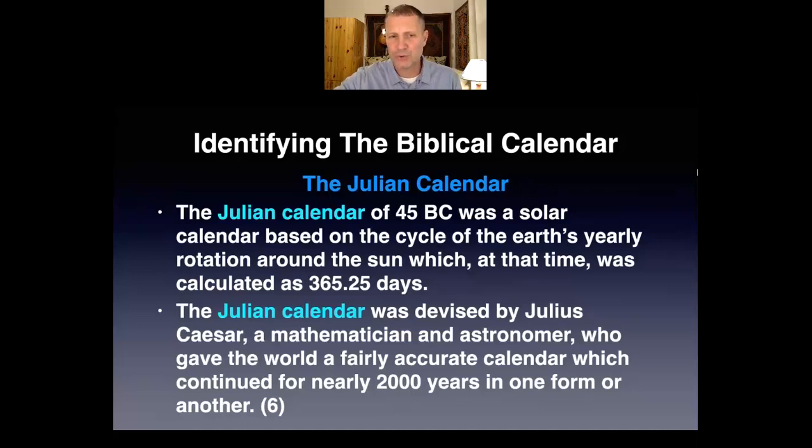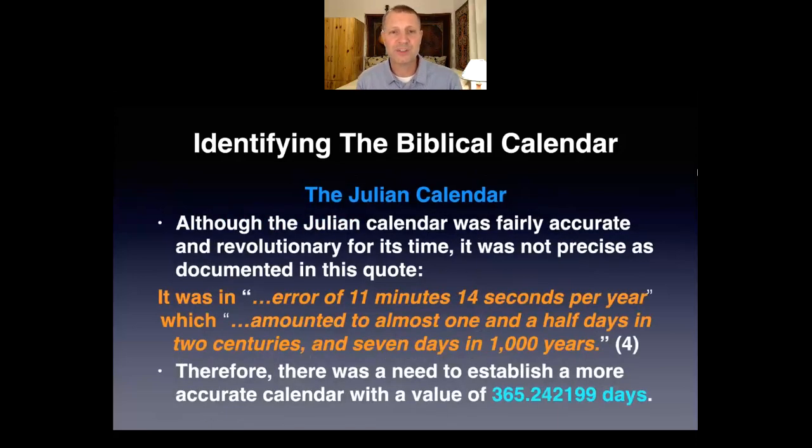The Gregorian calendar started to replace it in 1582, but other countries still used it, right? Other nations still used the Julian calendar up until recently. So although the Julian calendar was fairly accurate and revolutionary for its time 2,000 years ago, it was not precise as documented in this quote. It was an error of 11 minutes, 14 seconds per year, which amounted to almost 1.5 days in 2 centuries and 7 days in 1,000 years. Therefore, there was a need to establish a more accurate calendar with a value of 365.242199 days.